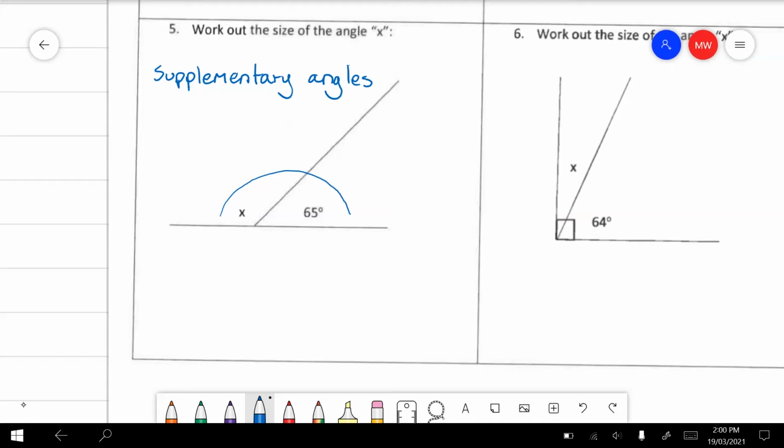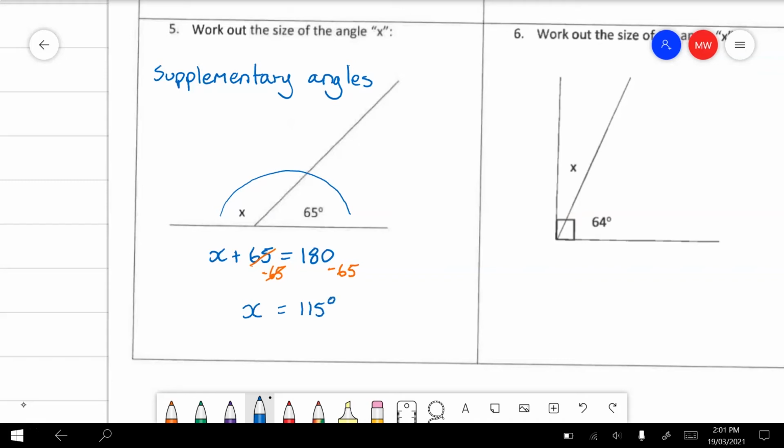The algebraic way of answering this is that we know that X plus 65 degrees equals 180 degrees. If we go back and do the balance method like we did in the algebra unit of work, we need to remove the 65. It says to add 65, so I'm going to subtract 65. That eliminates it. Anything I do to one side of the equation, I must do to the other. My next line of working is all I have left is X, and on the right hand side, all I have left is 115 degrees.